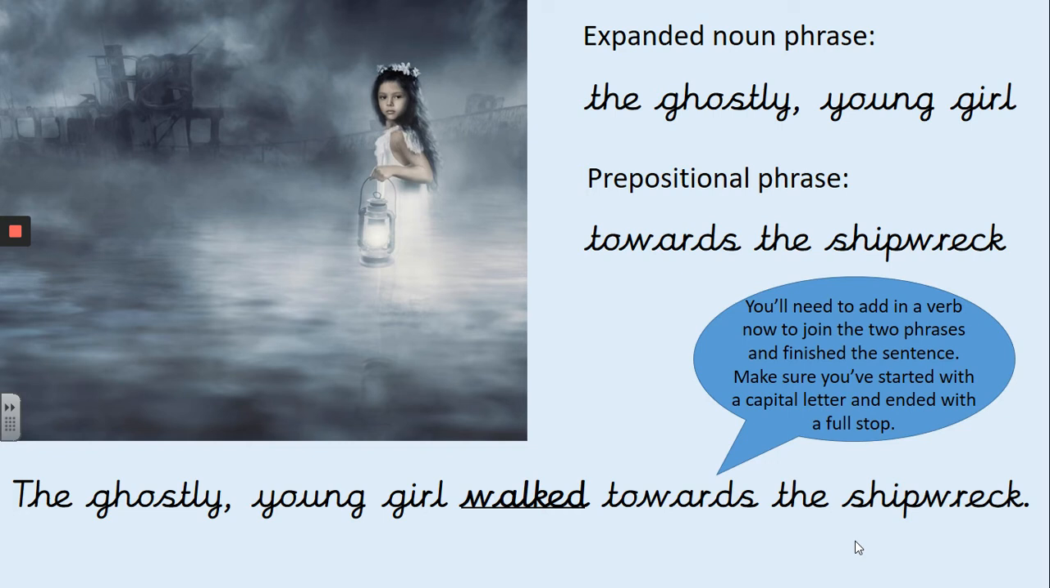We know it's a full sentence because I've got a subject and a verb. So my subject is the girl, and the verb is walked. So the fact that I've got that there, I know I've got my full sentence now because I know what she's doing. Okay, pause here and have a go at putting your expanded noun phrase and your prepositional phrase together to make a full sentence.